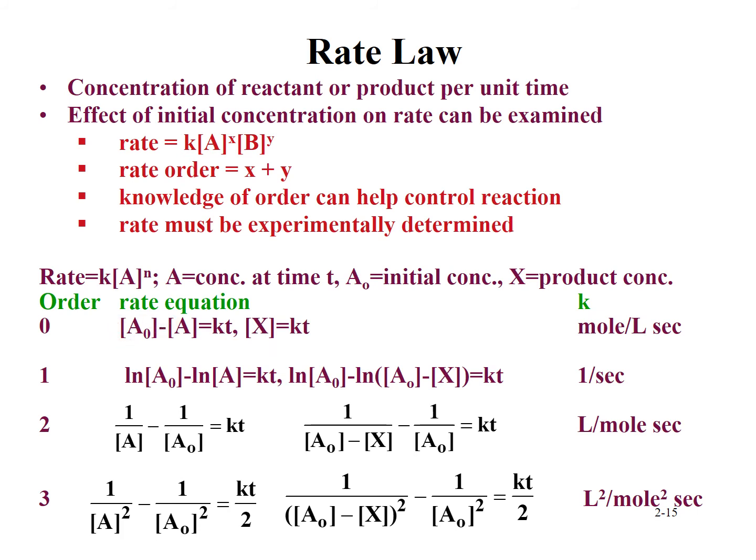So for something that's first order, log of the initial concentration minus log of the concentration at time t is equal to kt. Plotting this value against t should give a linear response with the slope equal to k.